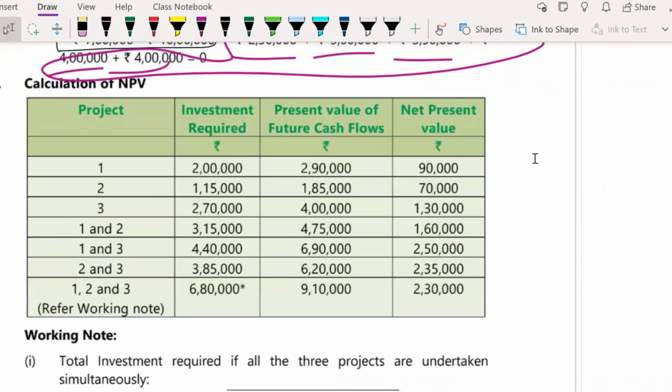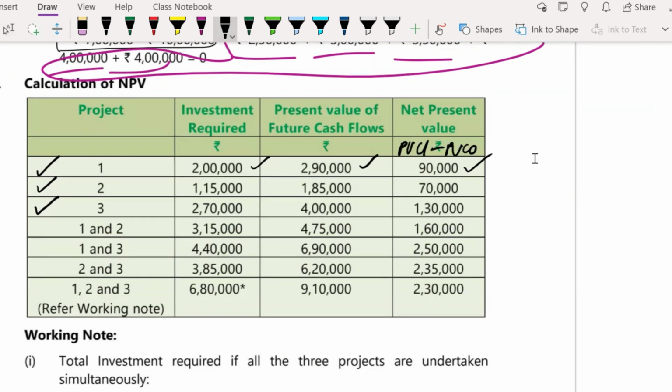Okay. So here first we'll make different combinations. First, if you take project 1, then project 2, then project 3. If you take project 1, your investment will be 2 lakh. Cash flow, I mean inflow, will be 2,90,000, NPV will be 90,000. How did it come? Present value of cash inflow minus present value of cash outflow.